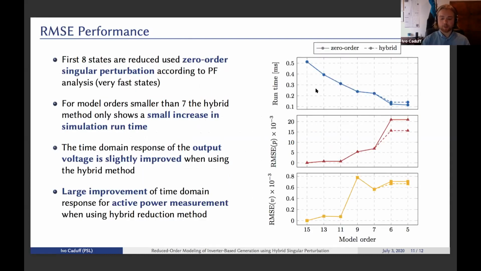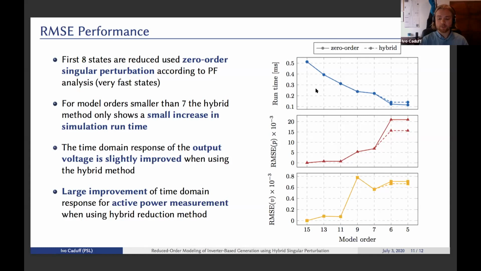Starting with the plot at the top right, the runtime of the reduced order model using zero order singular perturbation, again depicted by the full line, is compared to the runtime of the output of the hybrid method, the dashed line. The model orders are shown on the x-axis and the runtime on the y-axis. For model orders 15 through 7, almost no difference is seen. Actually, no difference is seen at all, as all of the states were reduced using zero order singular perturbation because the states were determined to be very fast.